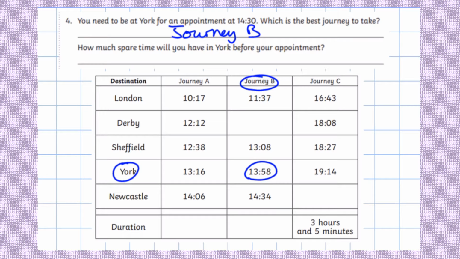And then the next question, how much spare time would you have before your appointment? Well, we said that that's 2 minutes to, and you've got to go till half past. Okay, so 2 minutes, you have got 32 minutes, so it will be 32 minutes spare. Enough time to go and get yourself a cup of coffee.